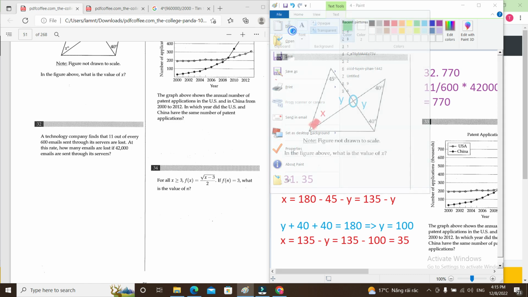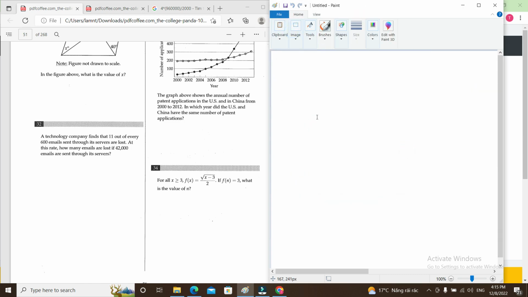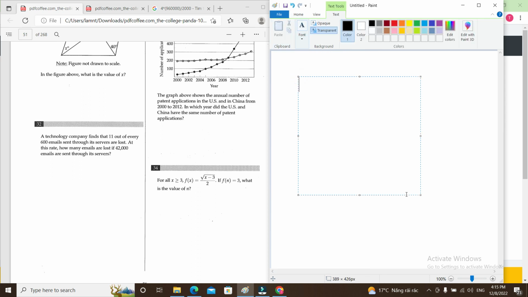New 5. So for x bigger than or equal to 3, that's fine. We have a function, f(x) is equal to the square root of (x minus 3) over 2. The condition here is x has to be bigger than or equal to 3.